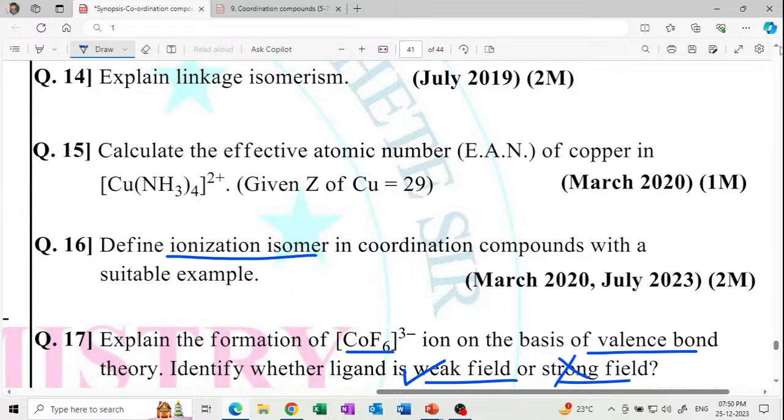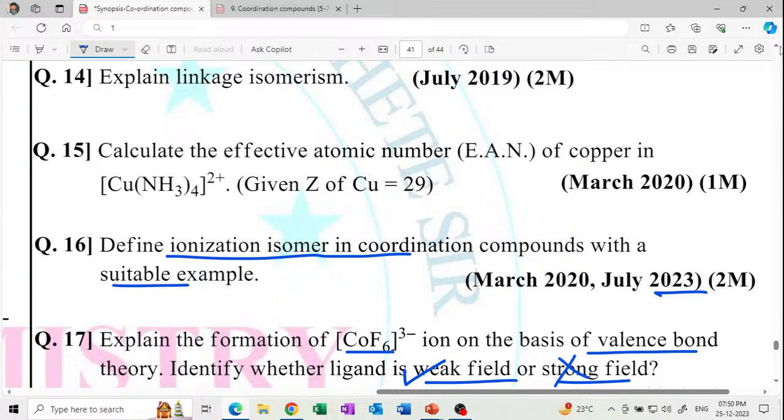Define ionization isomers in coordination compounds with suitable example. What are ionization isomers? These are the compounds that on ionization form different ions. So this is ionization isomers. So simple. It is a July 20 question, a 2 marks question.